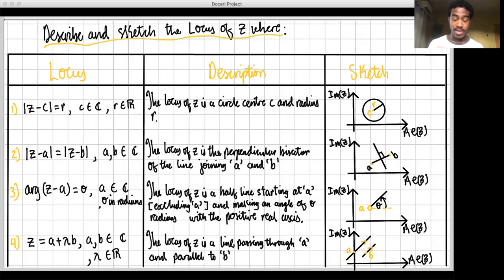You want to make sure you are able to identify these, describe them, and be able to draw a sketch. That is key. So you want to do that for all of them. Make sure you understand them, know them inside out like the back of your hand.